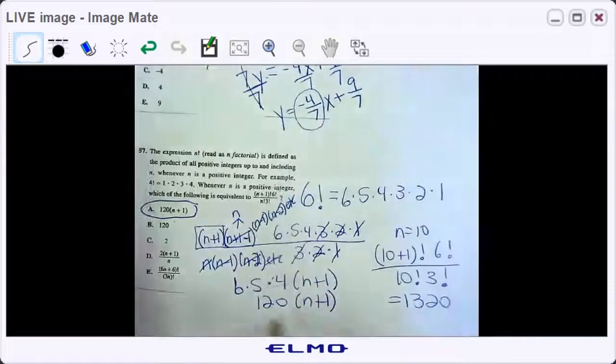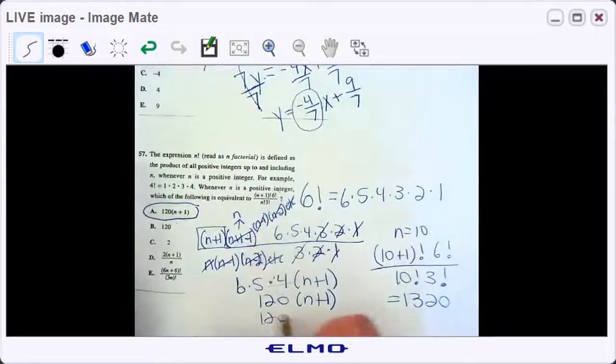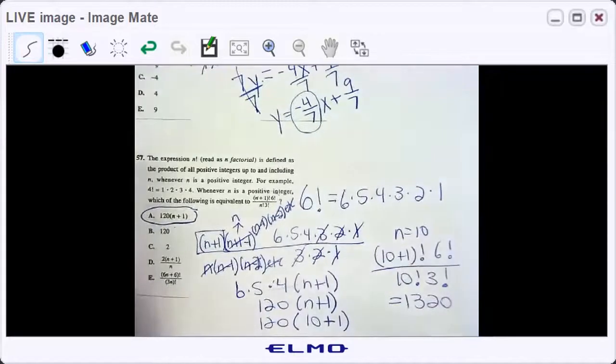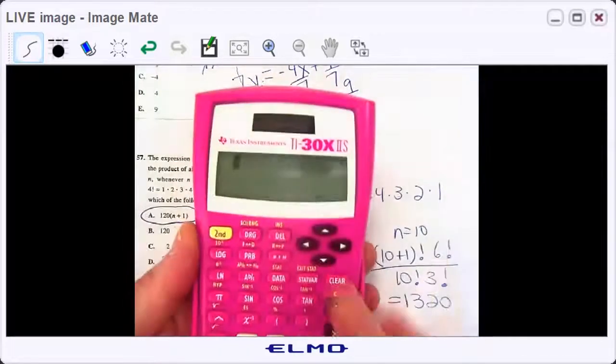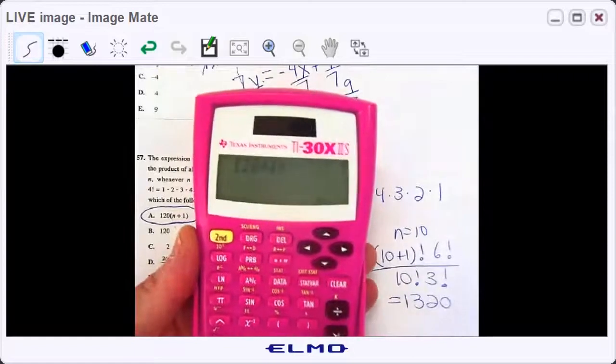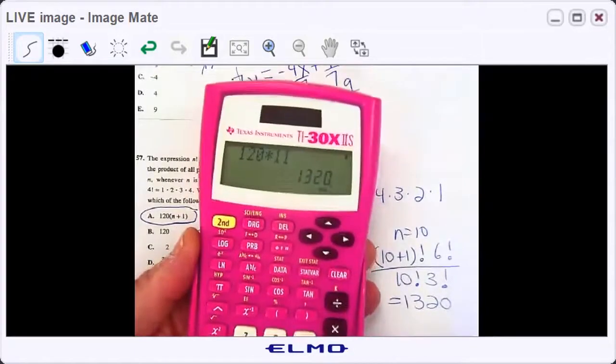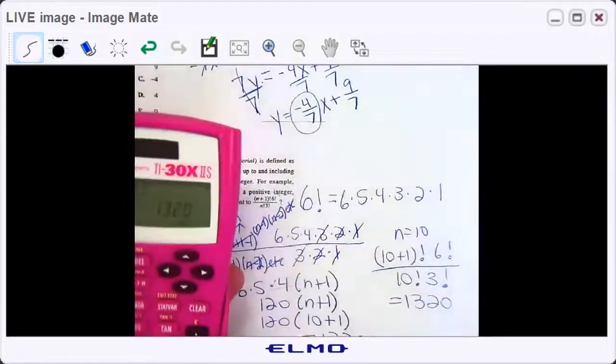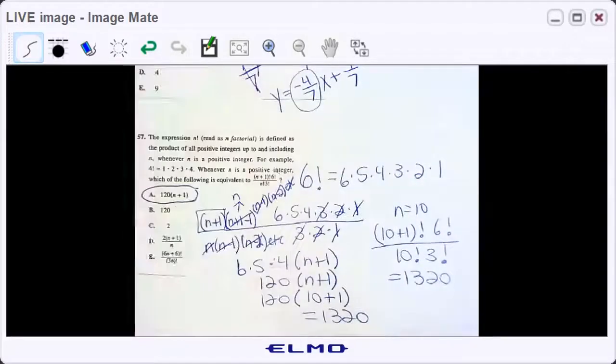Well, if I come over here to my other expression, 120, and put in the same n now, that would give me 120 times 11. But on the calculator, if you notice, if I do 120 times 11, I do get the same answer, 1,320. So again, that just verifies that my thinking was right with my expression above.